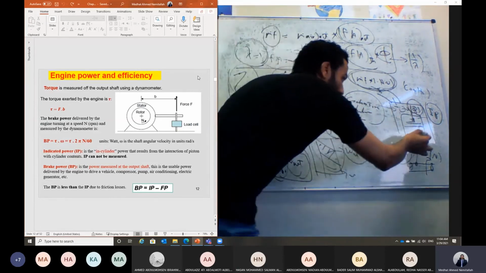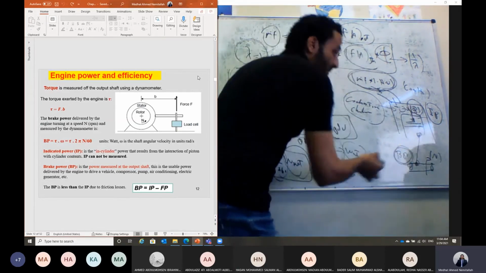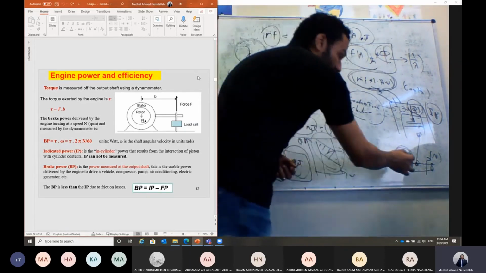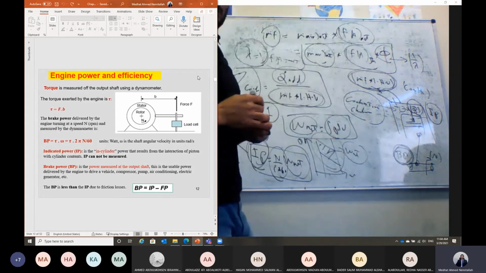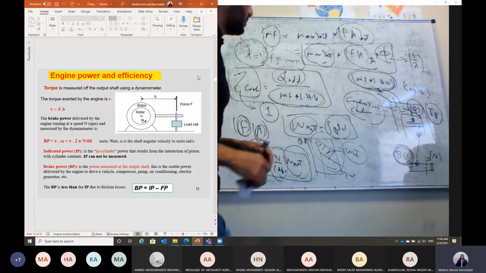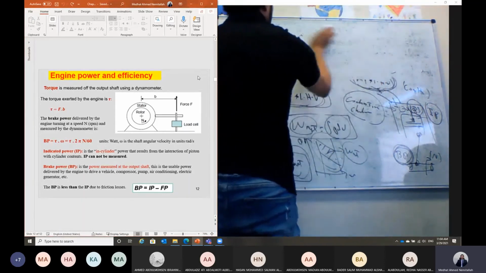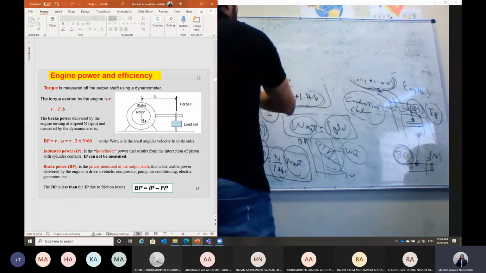The piston will be moving, and through the connecting rod, we can connect it to get a rotating motion through the crankshaft. The power that we can get from the crankshaft, we call it the brake power in this case, which is equal to the torque generated on the crankshaft multiplied by the angular velocity, which is omega in this case.